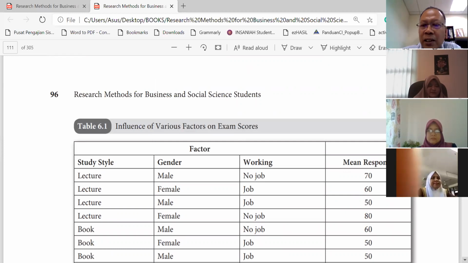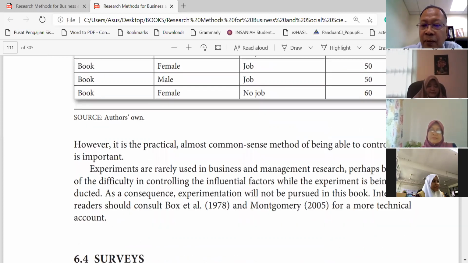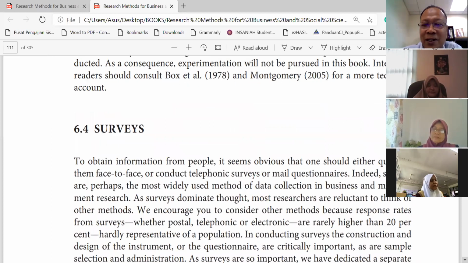So for example, these are the scores for the variables. There are three factors which affect the performance. One is study style, whether they go to lecture or they study themselves. Two, the gender factor. Three, the working status, whether they are working or they are not working. This is called experimentation. Okay, any question? I'll just go very fast because not many people, I think none of you use experimentation, right?